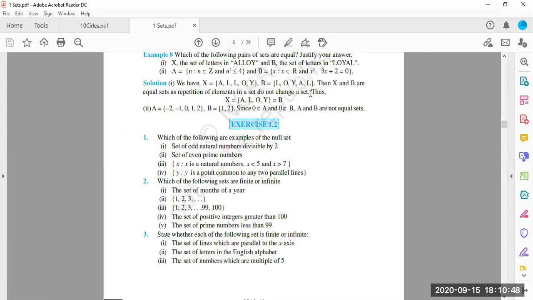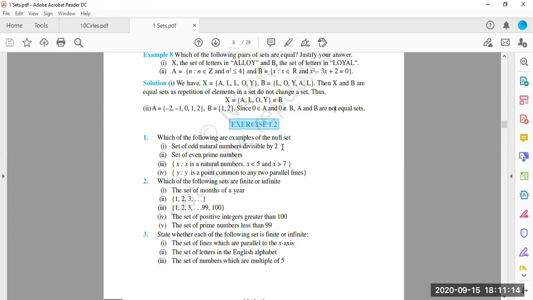Which of the following are examples of the null set? First, set of odd natural numbers divisible by 2. Is it a null set? Set of odd natural numbers divisible by 2. Do you think it is possible to have an odd number which is divisible by 2?